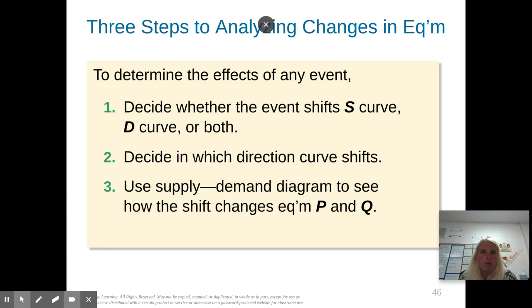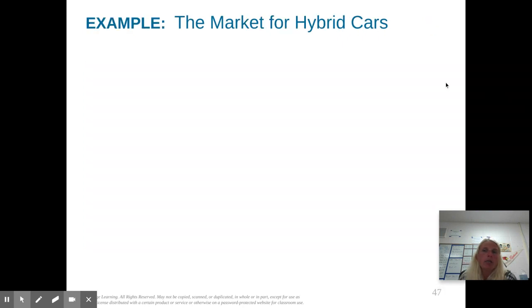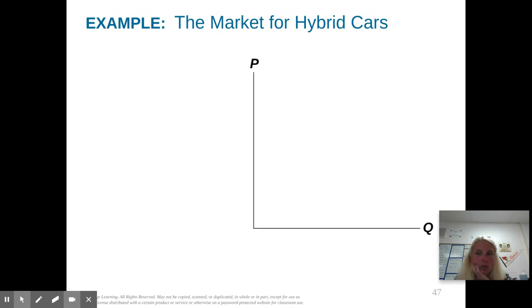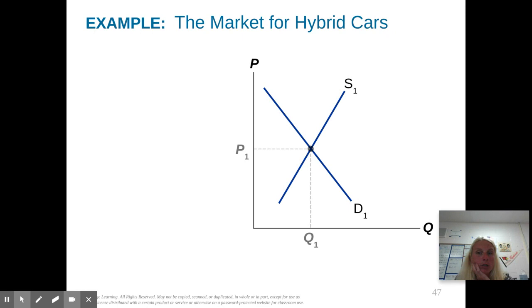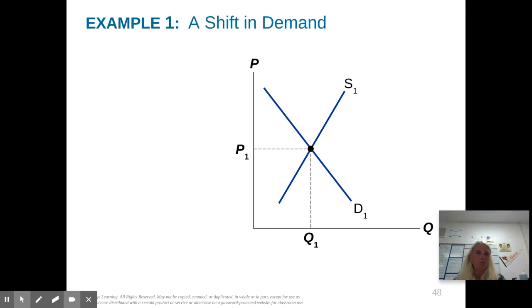So we're going to look at a few examples of this. We moved away from lattes. Now we're going to look at the market for hybrid cars, okay? So here you would just draw a typical price, quantity, supply, demand graph. You get your price and you get your quantity, that is market equilibrium, all right? So we just draw that to start out with. Now you're going to get a situation where variables are going to change.